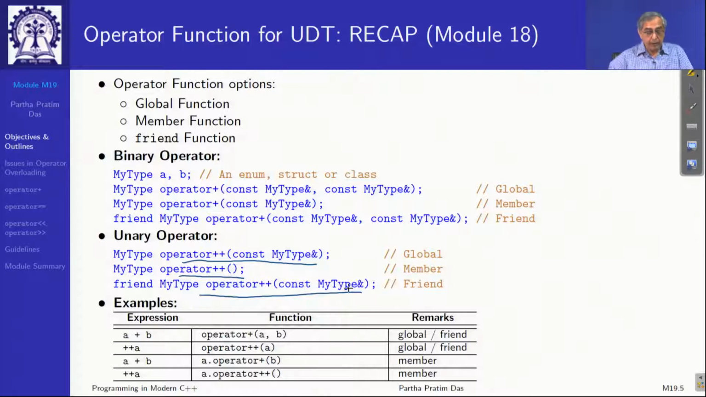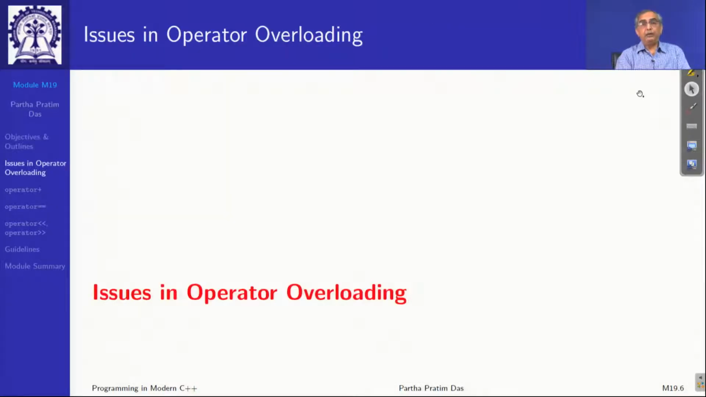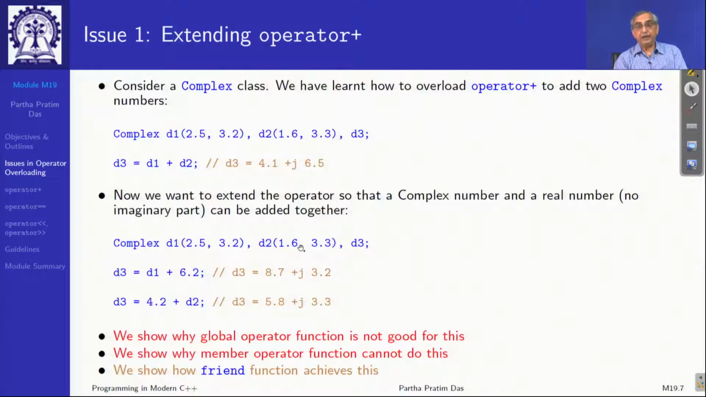What is to be noted here, which we saw at that time, is the fact that if the unary operator is prefix or postfix, if it is postfix particularly, we will need to declare it with a dummy int parameter. So, equipped with this, let us now look into the issues in operator overloading, and we will present 2 specific cases where we have issues.